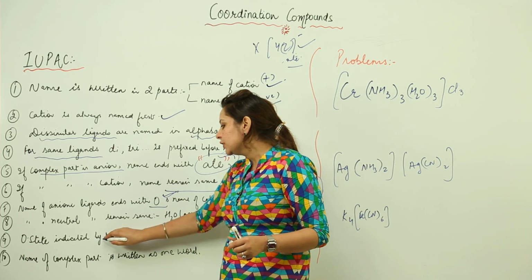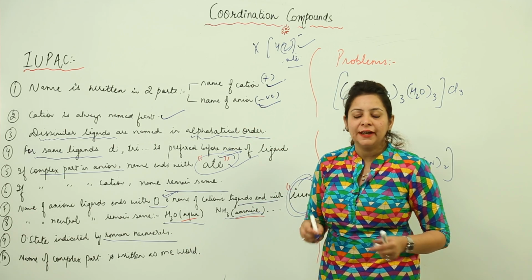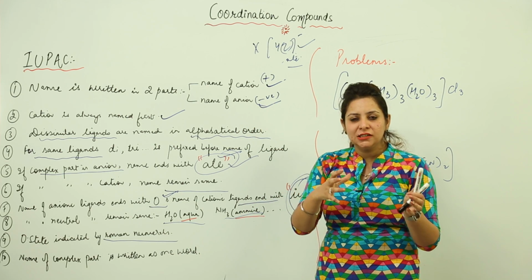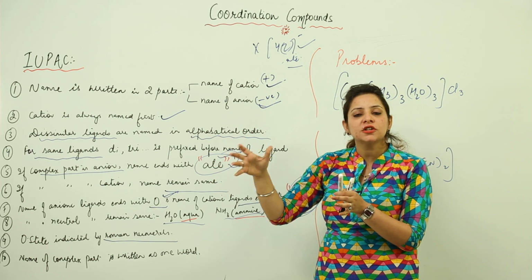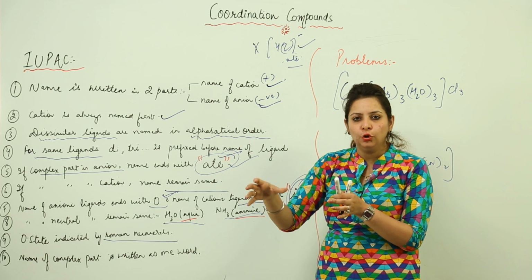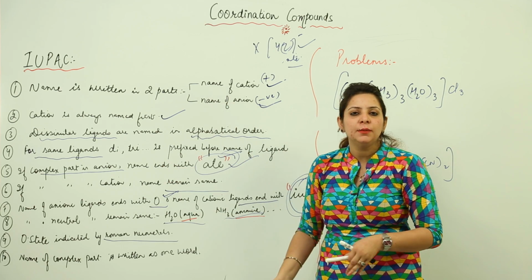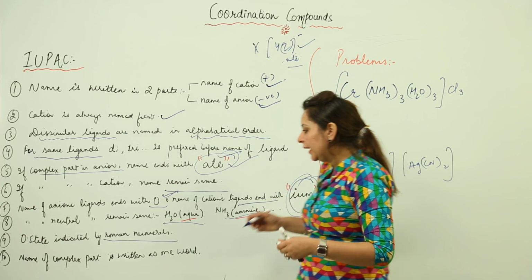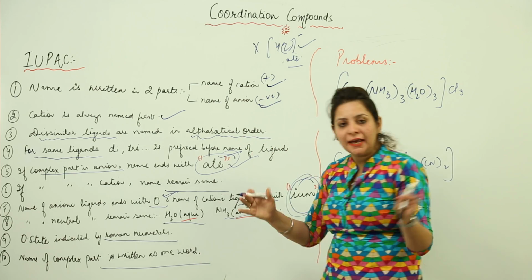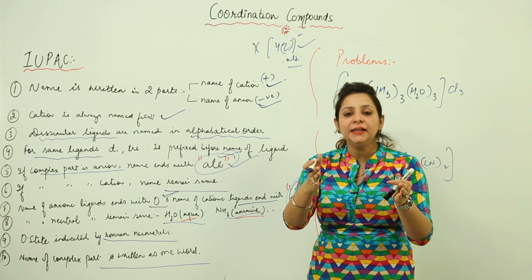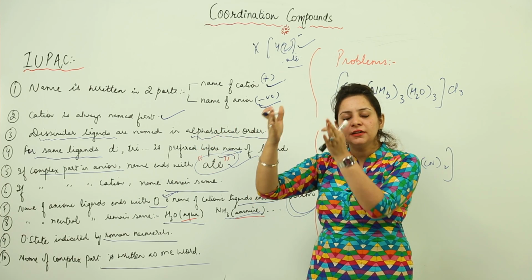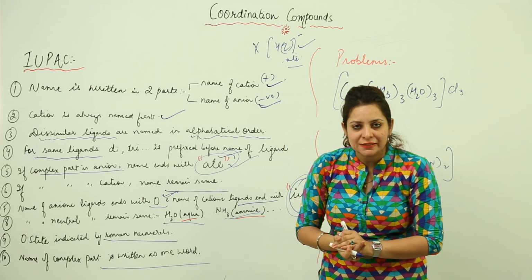And the oxidation state is always indicated by Roman numerals, right? You will be writing the ligands first followed by the central atom, and then you put the oxidation state of the central atom in Roman numerals. The name of the complex part is written as one word: you start with the complex part if it is a cation, then followed by the anion, and in the middle you write the oxidation state.